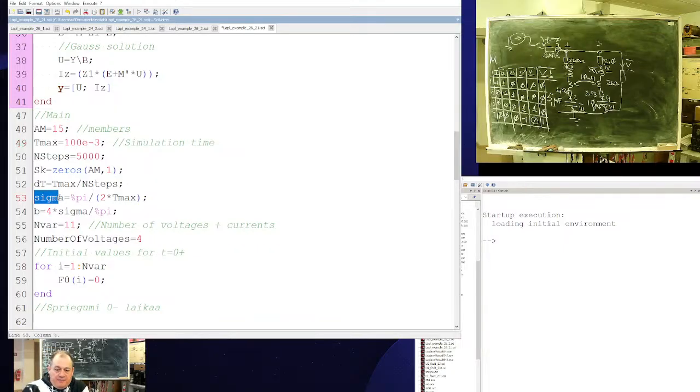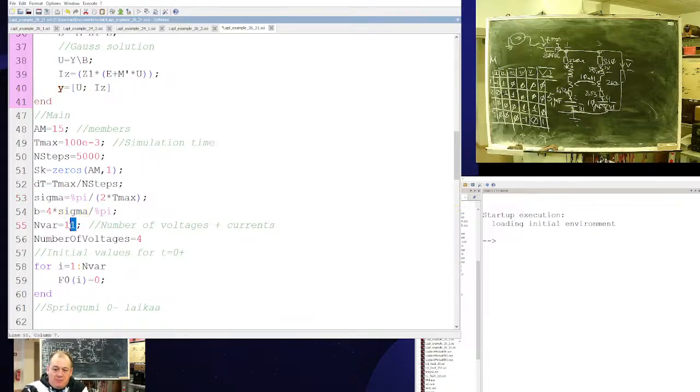This one, sigma. This will take values of frequency. P divided by double T max is okay. Actually, you can play with the factor from 1 to 10. This can improve quality and precision a little, but it's okay.